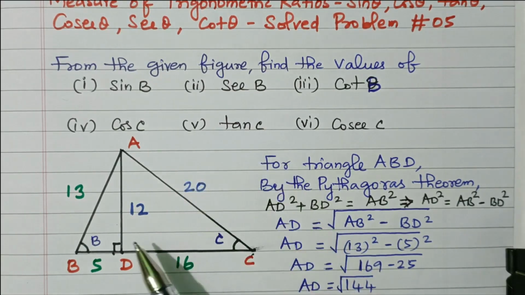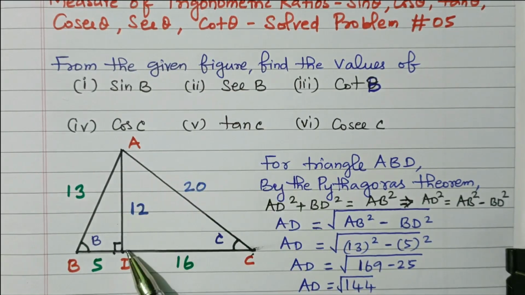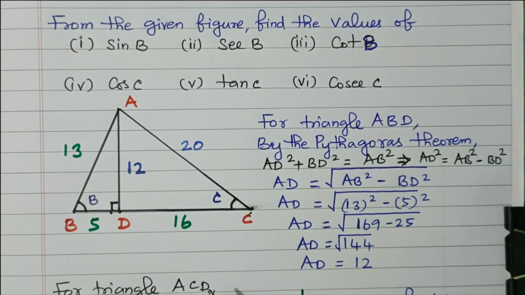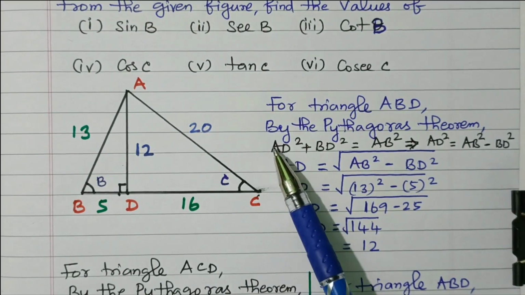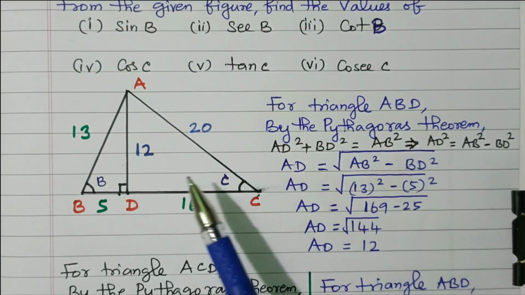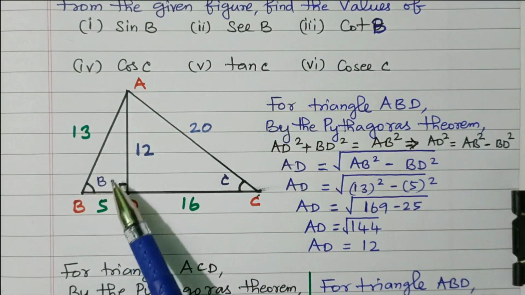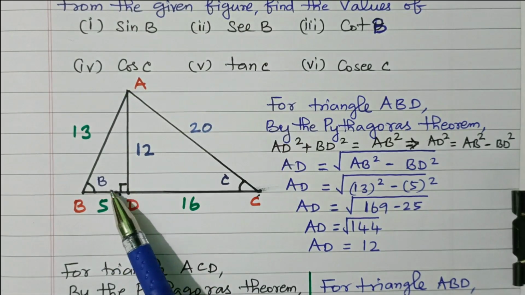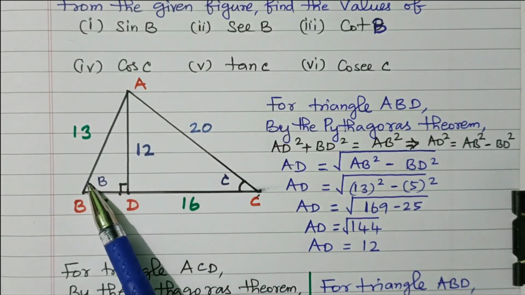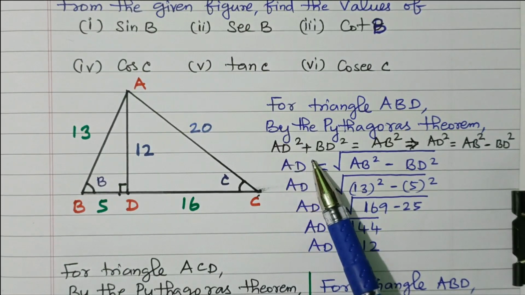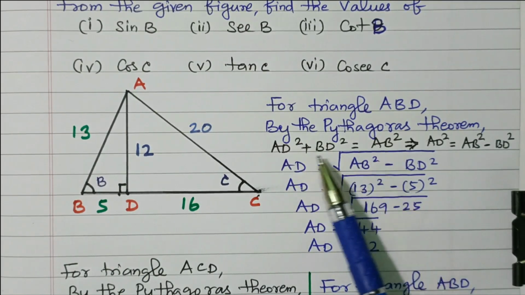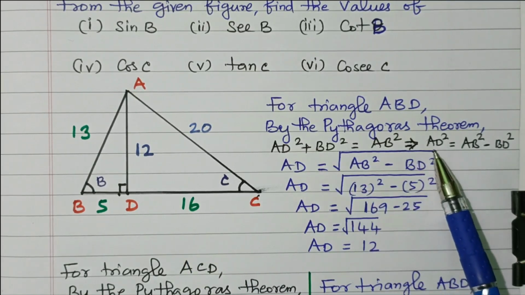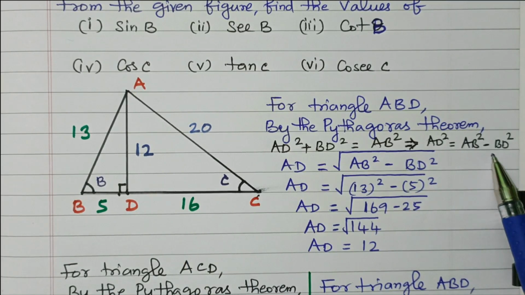These values can be calculated. First refer to the triangle ABD. By using the Pythagoras theorem, AD square plus BD square equals AB square. But what we need is AD, so bring BD to that side, so that AD square equals AB square minus BD square.